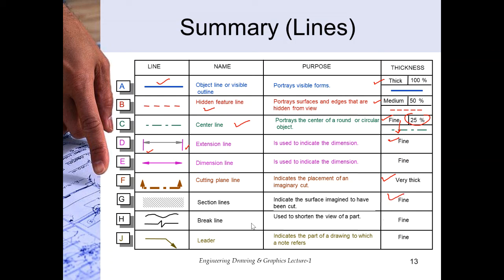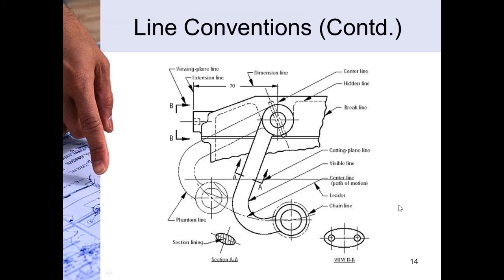And then we have the break lines, the short break lines and the long break lines, basically used to shorten the view of a part. And then we have the leader line that is basically giving the information which is given in the note, and the thickness of this leader is also fine.